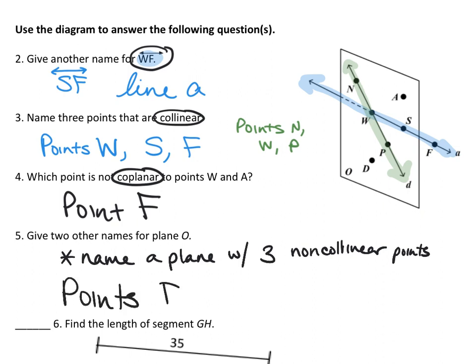Okay, we need 3 though. So let's say points D, A, and what else? P, sure. That one works because D, A, and P do not make a straight line, so they are non-collinear. We can name the plane that way. We cannot use W, S, and F because they're on a line. We cannot use N, W, and P because they're on a line. But any other combination of 3 letters, as long as they don't make a line, you're good.